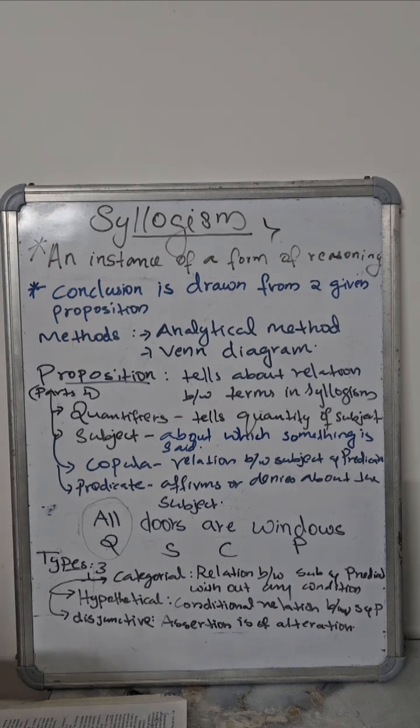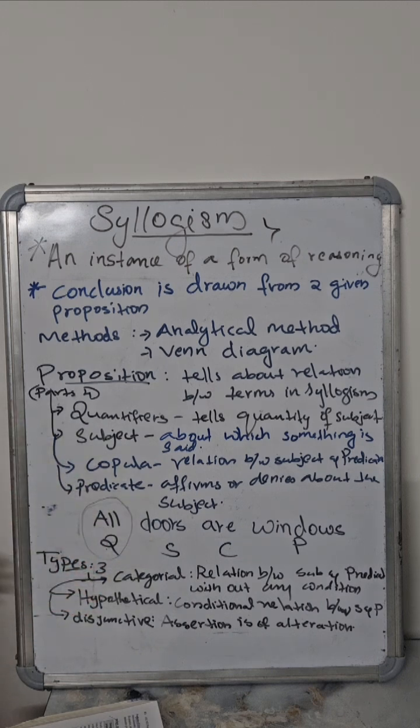The next part is the predicate. The predicate affirms or denies something about the subject. In the above statement, window is the predicate. For practice, you can identify the subject and predicate in all the statements wherever possible.